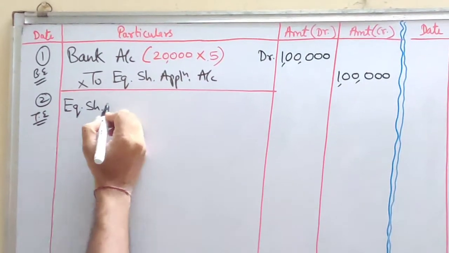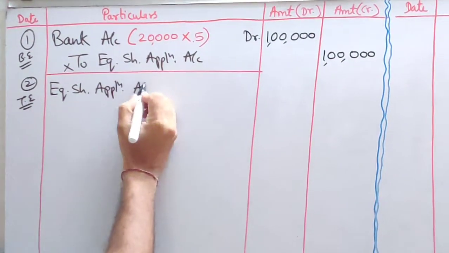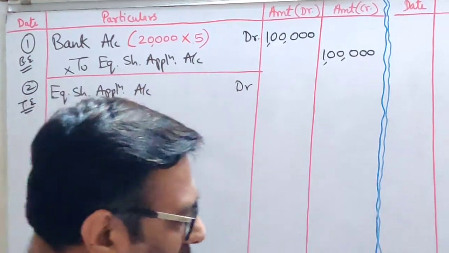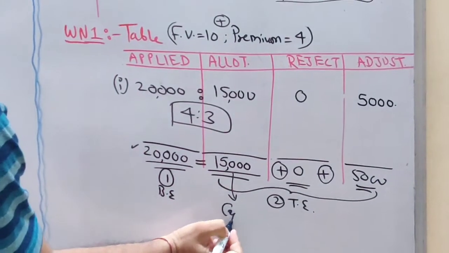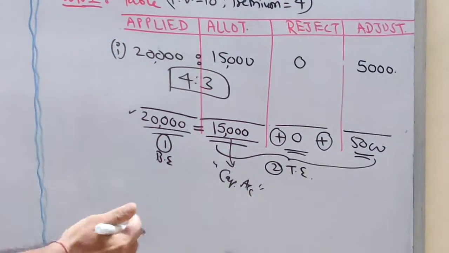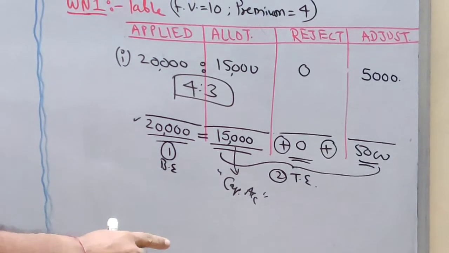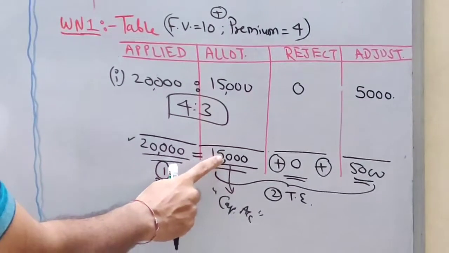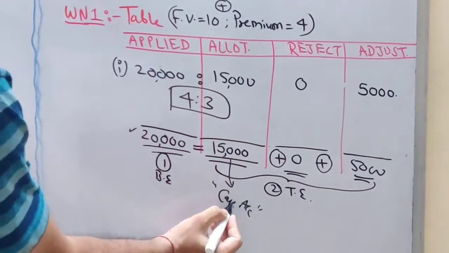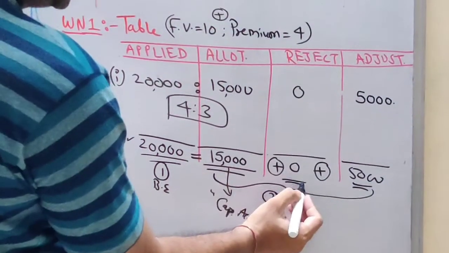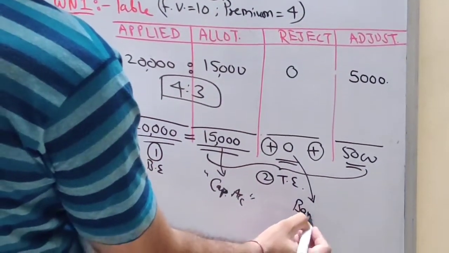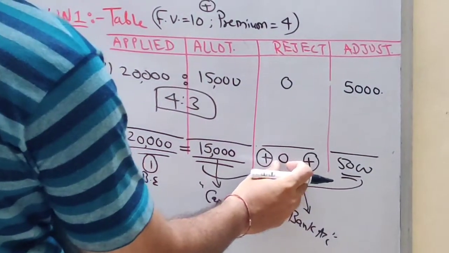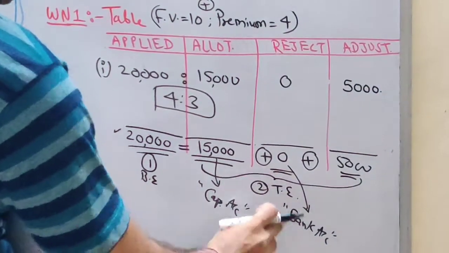So equity share application account debit to, for the allotted column, this number will always go in the capital account. Students, take a note of this. When you are watching the video, just take a note that the allotment column, whatever total you have written, 15,000 shares, you will write in the capital account. Take a note of this. And rejected number will be refunded, so it will go in the bank account. Rejected number of shares will be refunded, so it will go to the bank account.